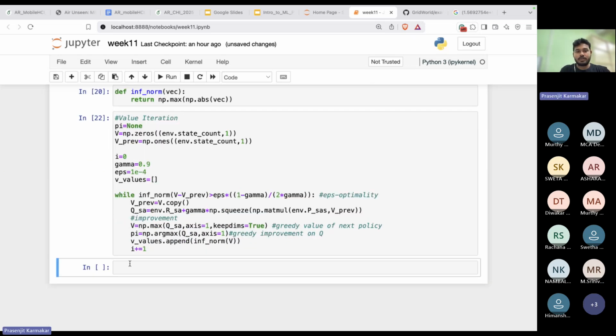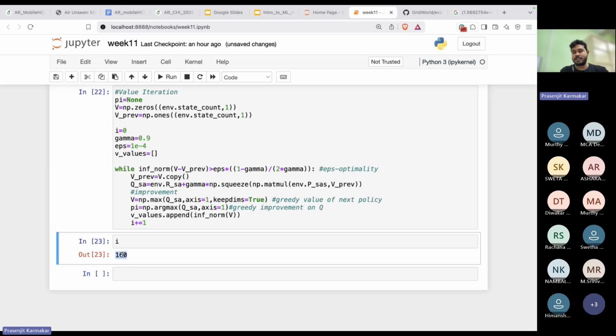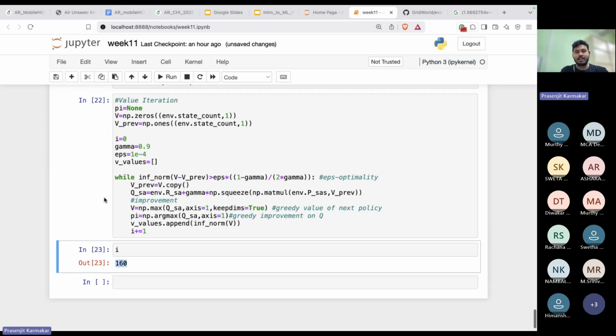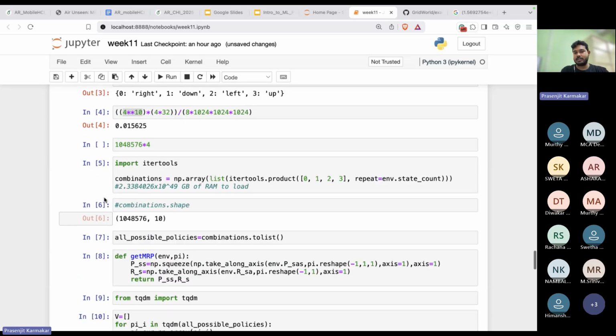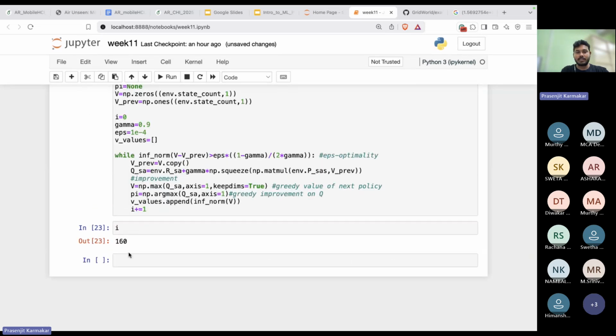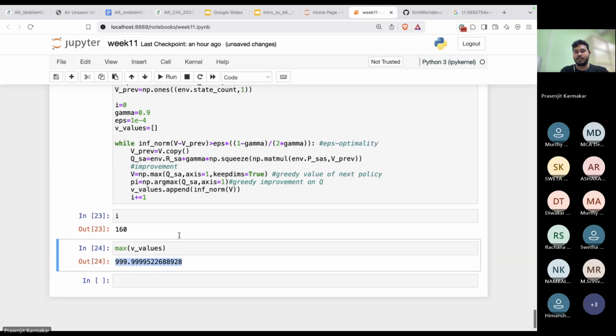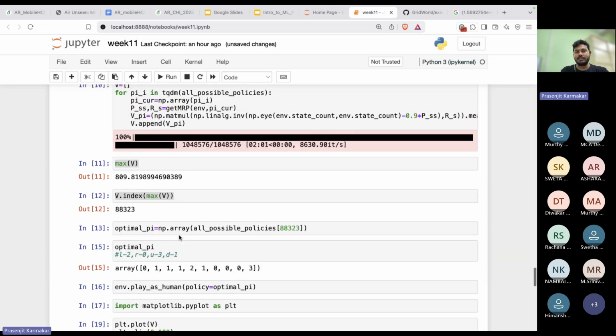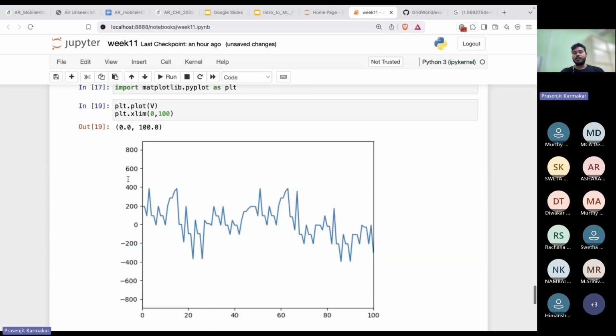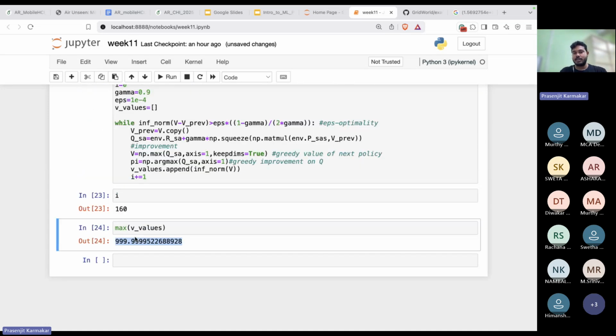Okay, done. See, it converges instantly. So what is i? It takes only 160 iterations, in comparison to the 10 lakh something. And what is the maximum value that you get? Let's take the max over the entire value set. Yeah, this is the maximum value you get, 999. Earlier we got a maximum value of about 800. So you can have a higher value function with this approach.